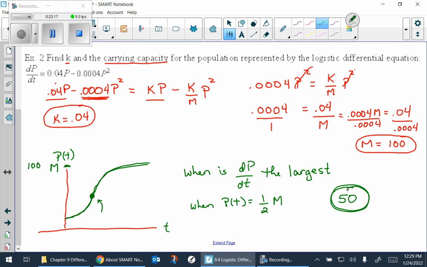So just realize the greatest rate of change, steepest slope of this thing, and this is always the shape of a graph for a logistic situation. The rate is always the largest when the population reaches half of the carrying capacity.